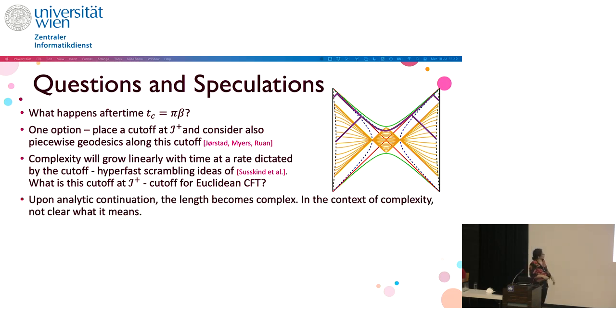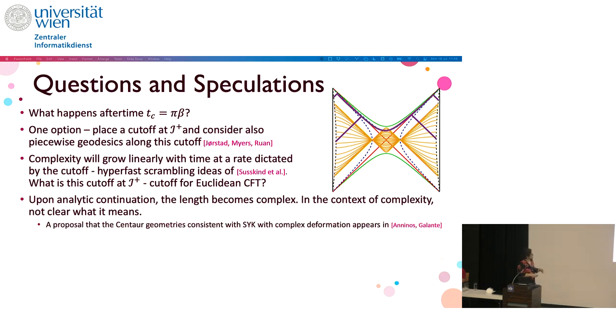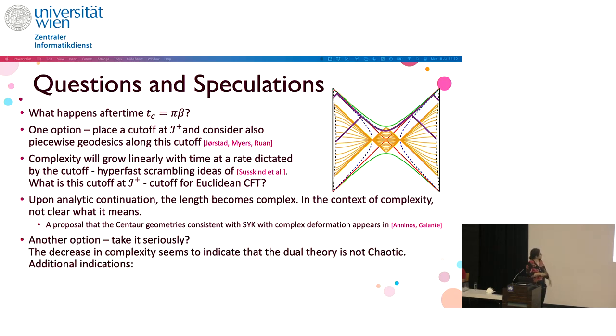Another option is to analytically continue the space to complex values, and upon this analytic continuation, the lengths become complex. In the context of complexity, it's not extremely clear what it means, but let me mention a fact that to me looks perhaps related, which is that the proposal exists that these centaur geometries are actually consistent with SYKs with a complex deformation. And so if we take this proposal seriously, we would have to redefine complexity in such systems, and that perhaps could account for this complex behavior of the geodesics.